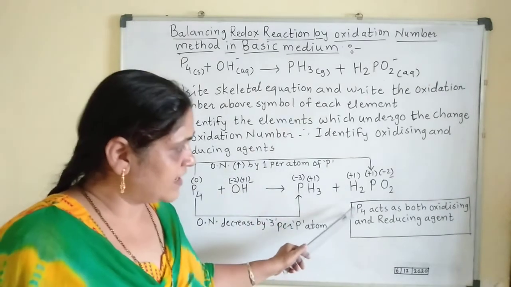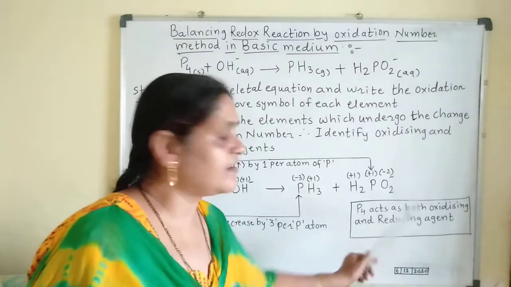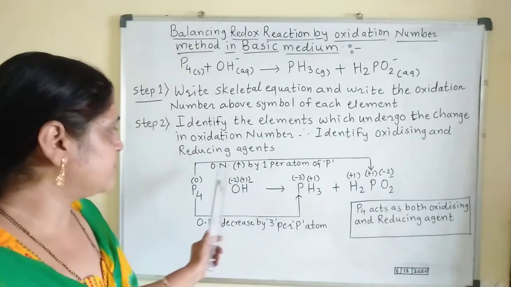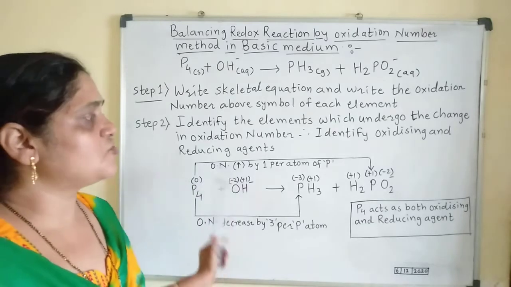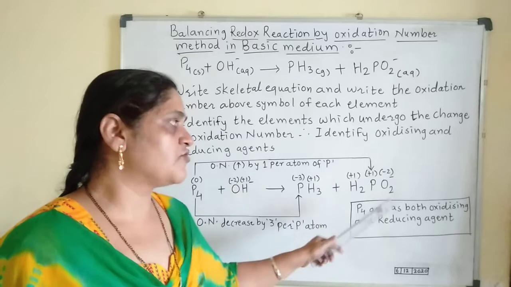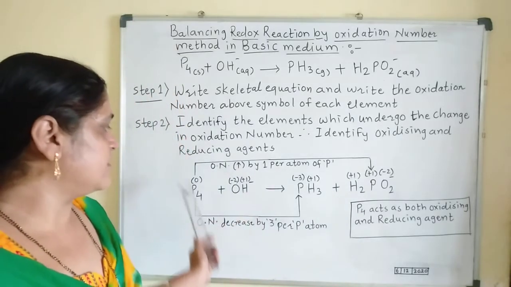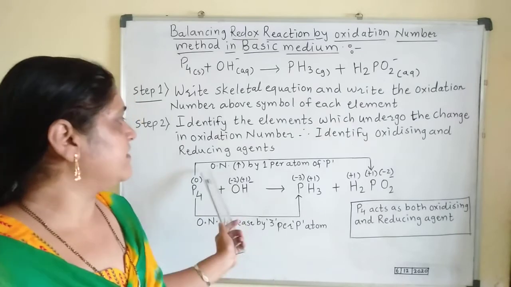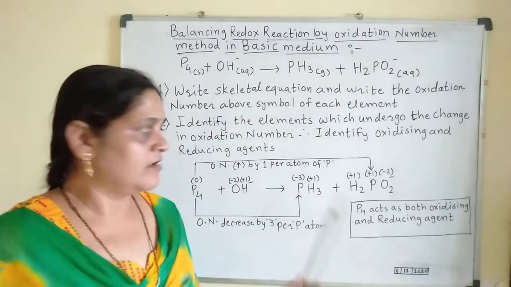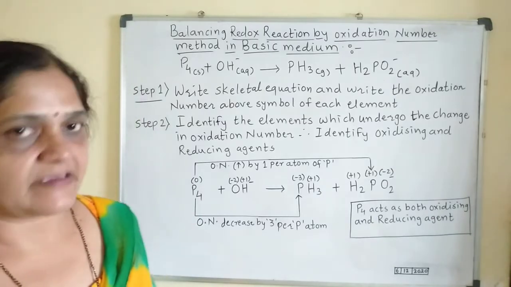So you got that phosphorus, that is P4, acts as both oxidizing and reducing agent. In this way there will be decrease and increase shown by the phosphorus atom only, but not by the hydrogen and oxygen atoms. So we are getting decrease in the oxidation number by 3 and increase in oxidation number by 1 by the P4 atom. Right? So next step we will see.